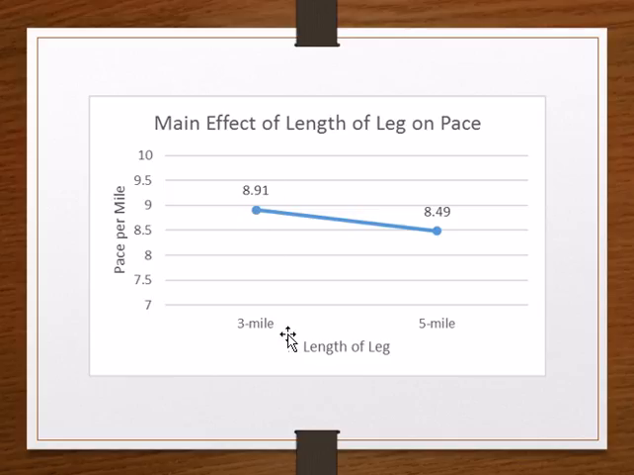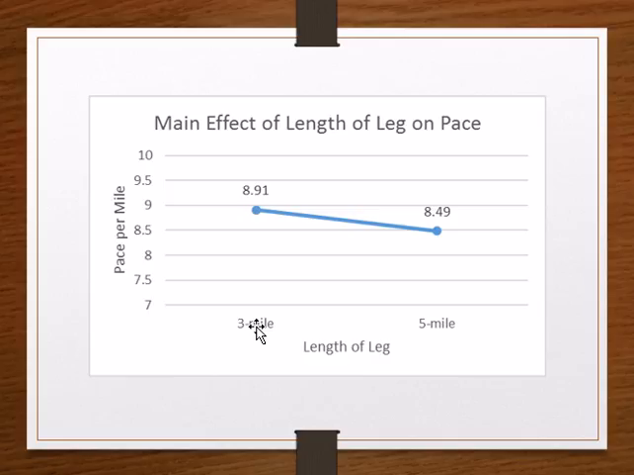So when I'm running a 3-mile leg, my average pace is going to be 8.91 minutes per mile. When I run a 5-mile leg, it's going to be 8.49 minutes per mile. So that did surprise me, but the pace of the 3-mile, according to these data, is significantly slower.